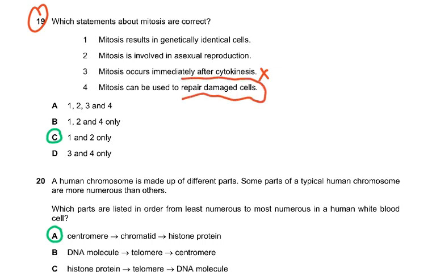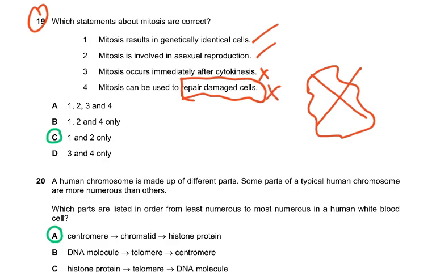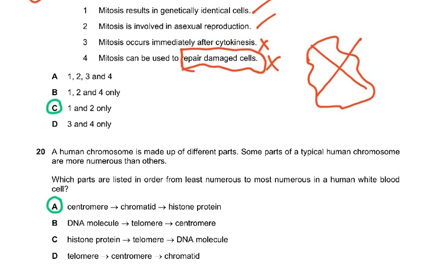I keep on teaching you that. I said repair damaged tissues, not a cell. A cell cannot be repaired. It's impossible to repair a cell. You can repair tissues, like if you had an appendectomy, skin is cut, muscles are cut, but then the doctor stitches them together, and that repair is of damaged tissue, not cells. I always tell this to you when I'm teaching you this chapter. So it was 1 and 2 only. Mitosis results in genetically identical cells and is involved in asexual reproduction. These two were correct, the others were wrong.